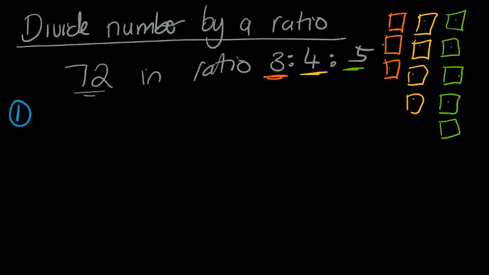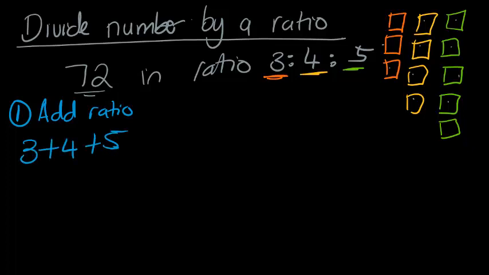Step 1 in what you need to do is, because I need to divide 72 by all the buckets, I first need to know how many buckets, how many containers, do I have. So step 1 is to add the ratio. I am going to say 3 plus 4 plus 5. This tells me how many containers I have, and my answer is going to be 12.